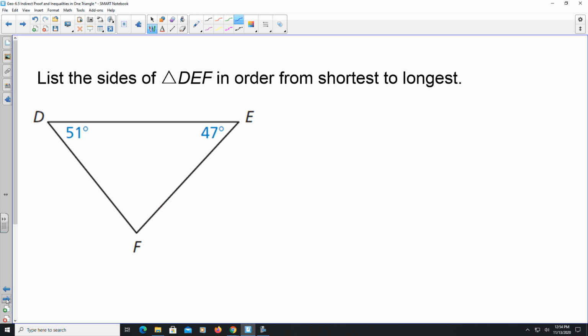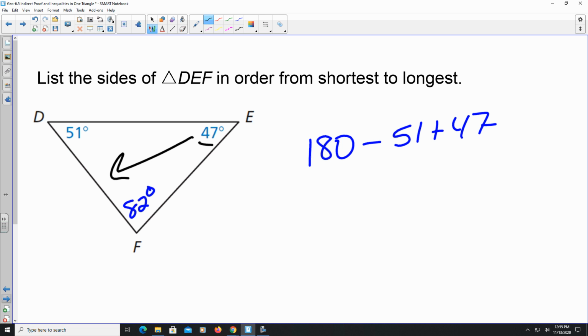Here they're asking you to list the sides of triangle DEF in order from shortest to longest. All right, so in order to do this, I need to find all the measurements of my angles. Utilizing the triangle sum theorem, you're going to take 180 and subtract the sum of 51 plus 47. When I do that, I get 82 degrees. So now knowing that, I know that my smallest angle measure is 47.